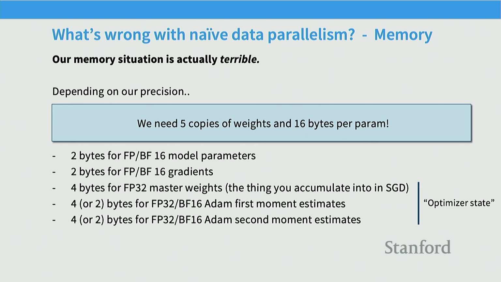And this is really quite bad, because if you just want to think about your model parameters, technically you only need 2 bytes, right? So where did that factor of 8 come from? Well, at least you need gradients, and if you're computing your gradients in BF16, that's another 2 bytes. But then your optimizer state shows up, and that's a really big problem, because you've got 4 bytes of master weights, the things that you're accumulating into SGD, like these intermediate sums that you're doing. You need 4 or 2 bytes for Adam's first moment estimates, because remember, Adam keeps track of historical gradients. And then Adam also needs second moment estimates, kind of like the variance of the gradients that you've gotten in the past. And that's going to need another 4 or 2 bytes.